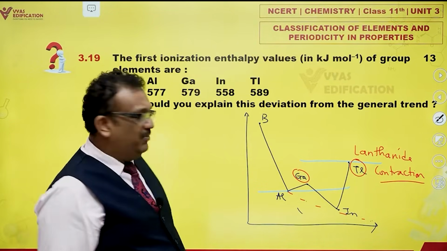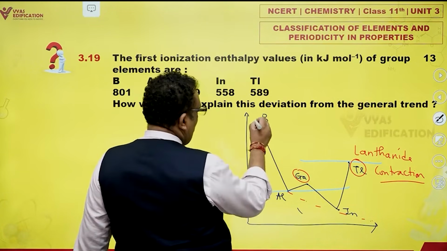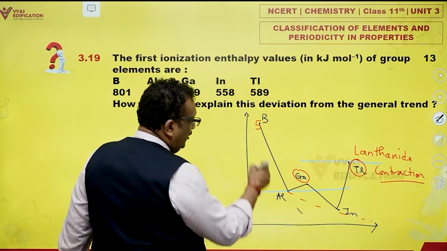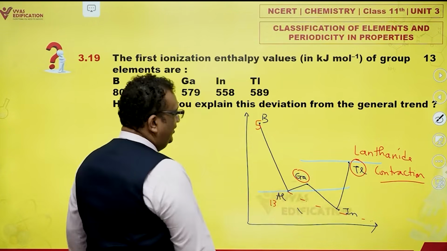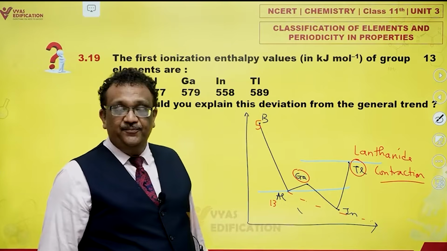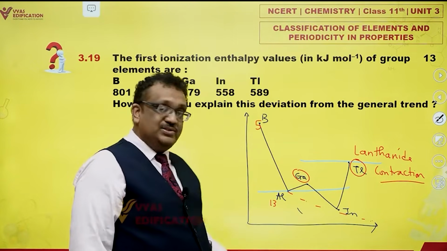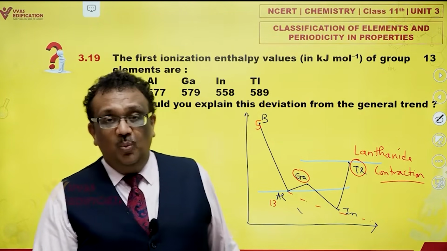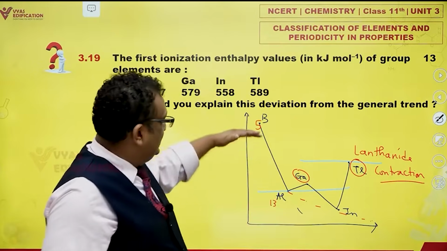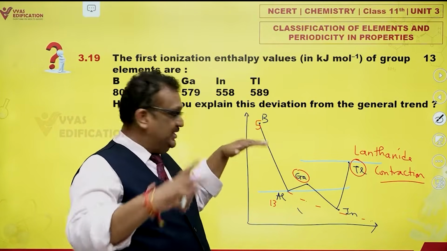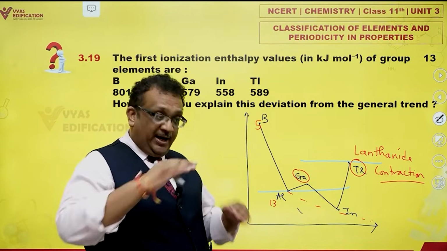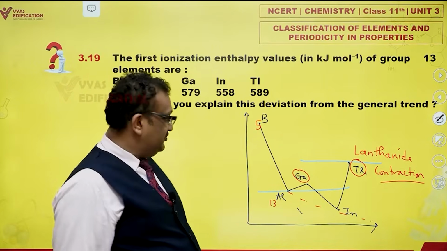Just look at their atomic numbers once. Boron has atomic number 5. Aluminium is 13. 5 plus 8, 13. So there is an increase in one shell. Boron has 2 electronic shells, aluminium has 3. And atomic number goes up by 8, which is fine.